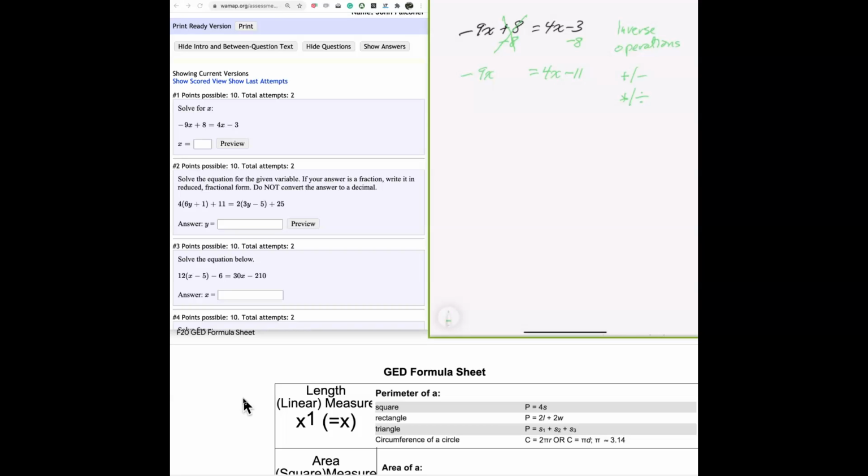And now we're going to deal with the 4x. We have positive 4x there, so we're going to use the inverse, which is negative 4x. We're going to put negative 4x here and subtract 4x from 4x. And whenever you subtract a number from itself, you get 0. So there's nothing there. That leaves just negative 11 on this side.